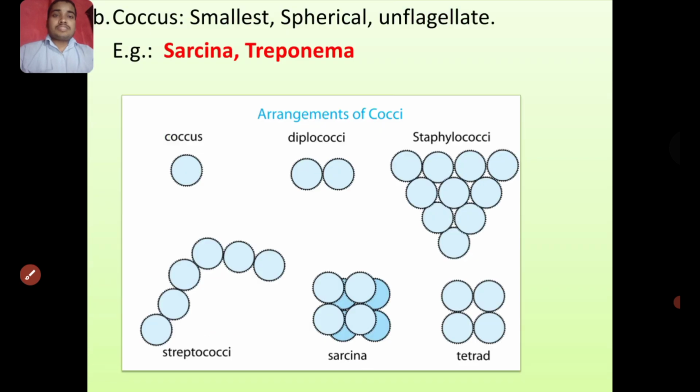Let's go through the next one. Number B, that is Coccus. This is the smallest and spherical, and it is unflagellated. Examples: Sarcina and Trichonema.